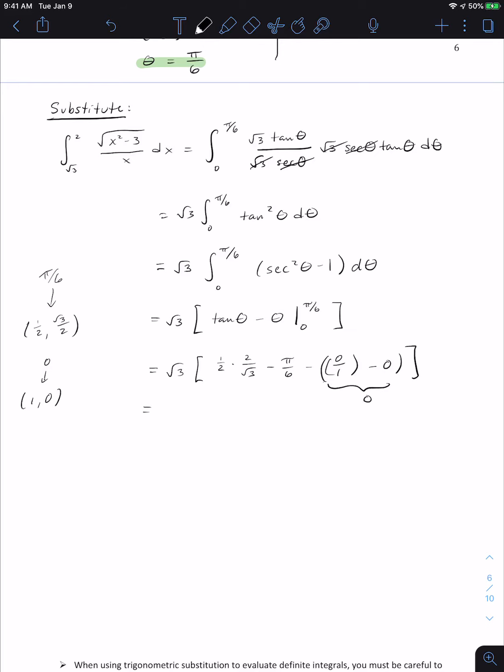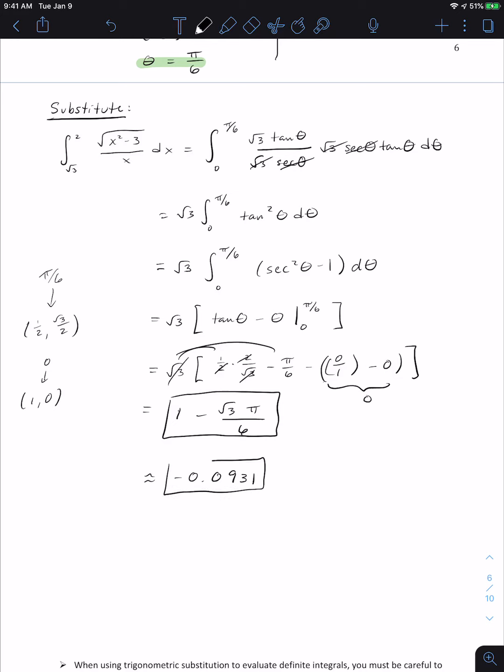And then I end up getting radical 3 cancels out. So I get 1 minus radical 3 pi over 6. Right, because remember, I distribute that radical 3 to both terms there. So when I distribute to the first term, everything cancels out, and I get the 1. When I distribute to the second term, I get that, which is approximately negative 0.0931. Right? Just because it's a negative number doesn't mean we did anything wrong. That just means there's area underneath the x-axis.